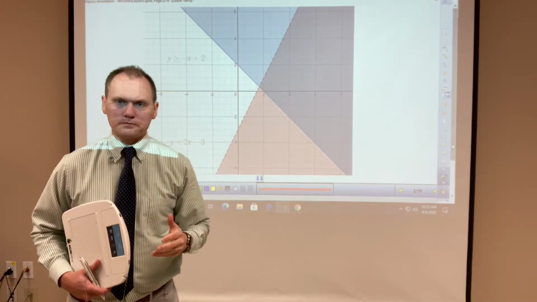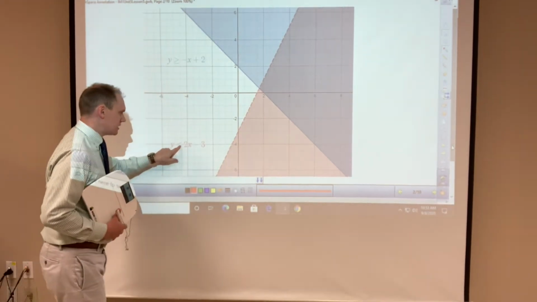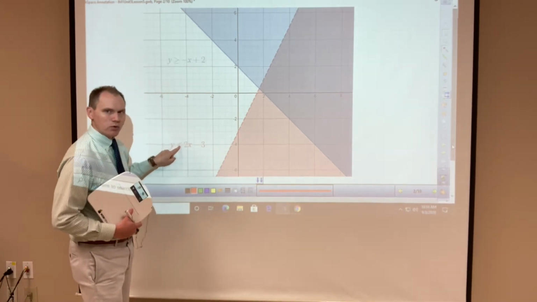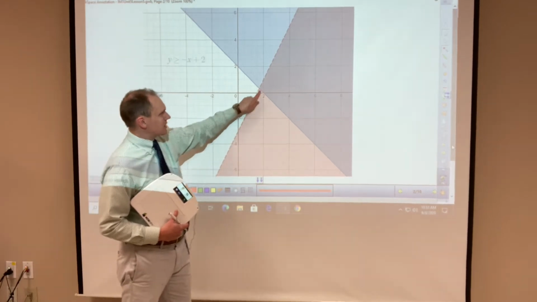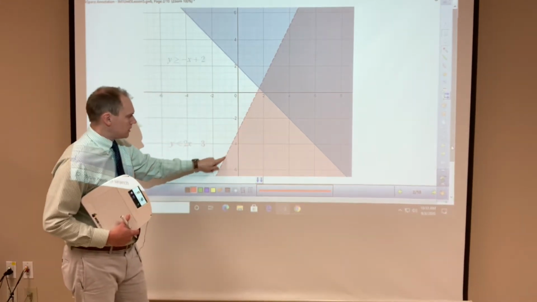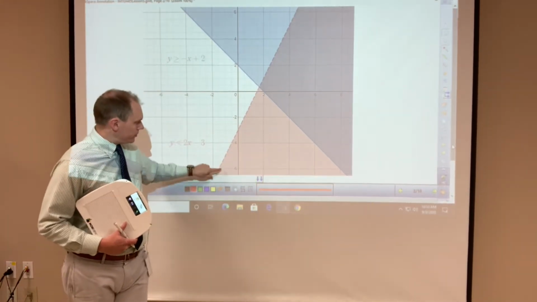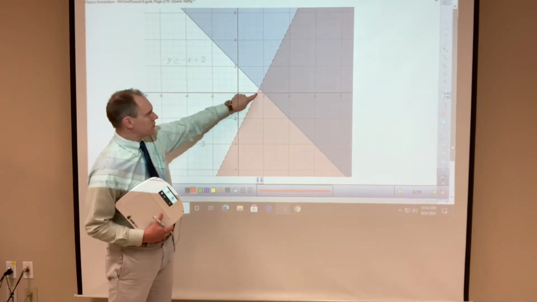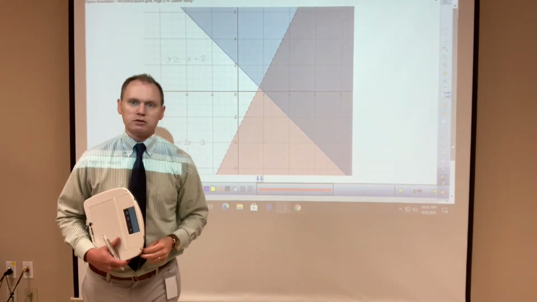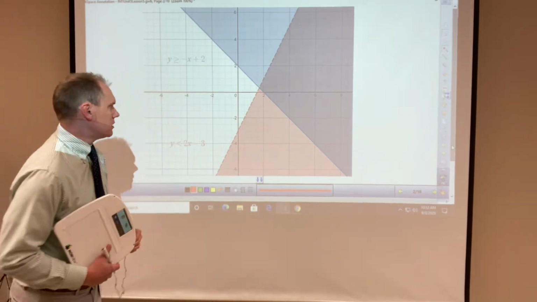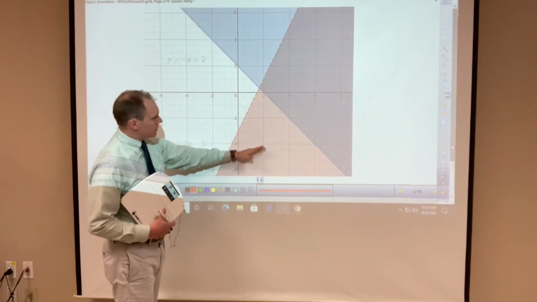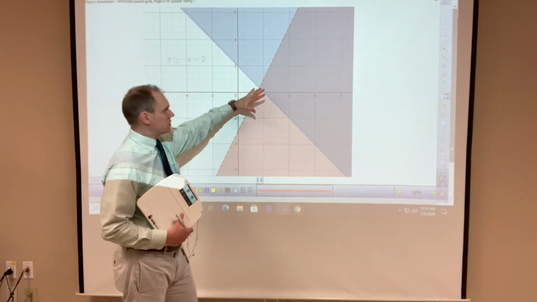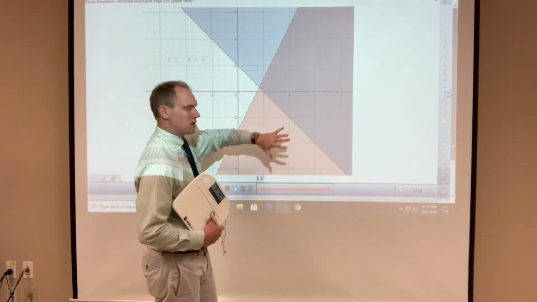So we've graphed it, and it says less than. So notice it doesn't say less than or equal to. And because of that, this line is dotted, okay? So that means that the points on the line itself are not solutions to that inequality. Just points below, all right, because y is less than. So pick any point and go down, and that's the region that you're going to shade, okay?